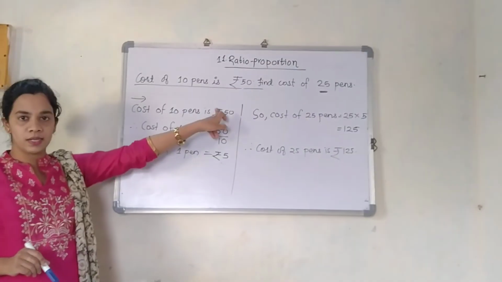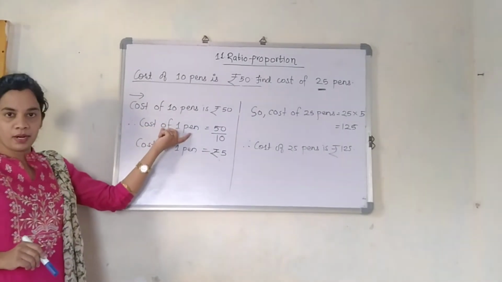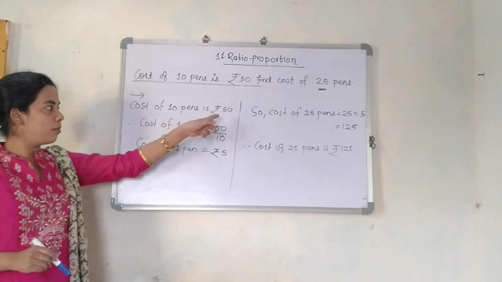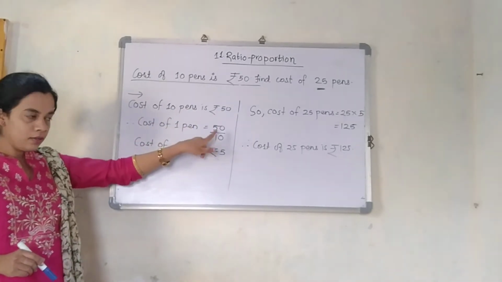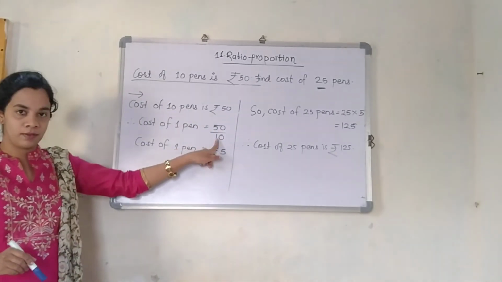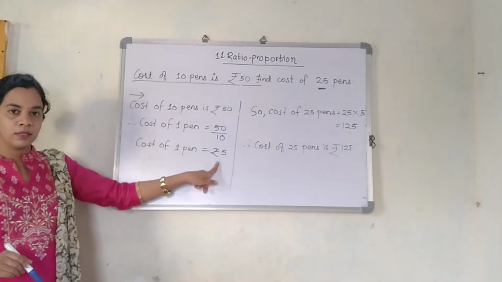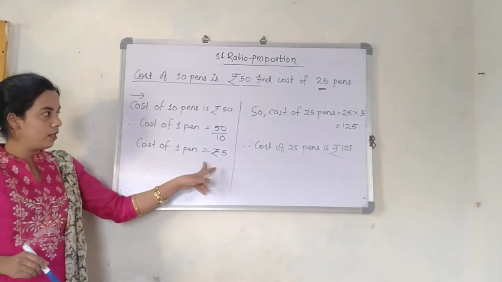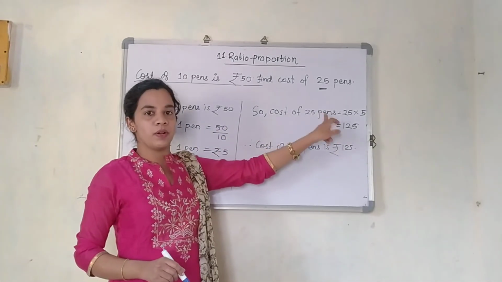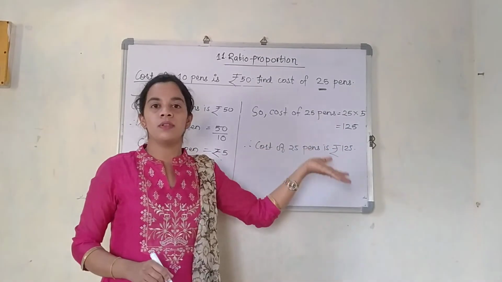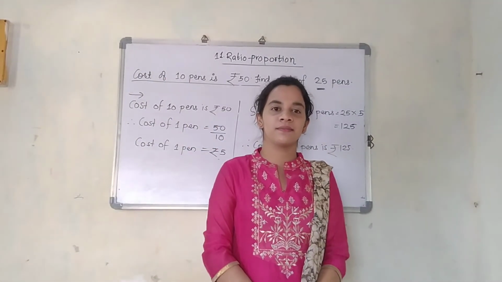What we did over here is, see, cost of 10 pens is 50. I have written the sentence as it is. Cost of 1 pen: how much? 50 divided by 10. I got the answer, cost of 1 pen is 5. So what is the cost of 25 pens? 25 into 5, it is 125. We will see one more question based on this.